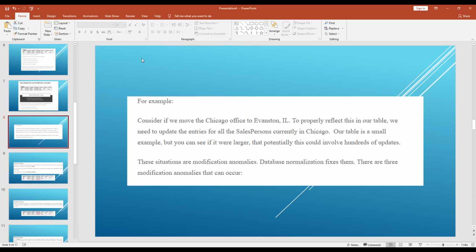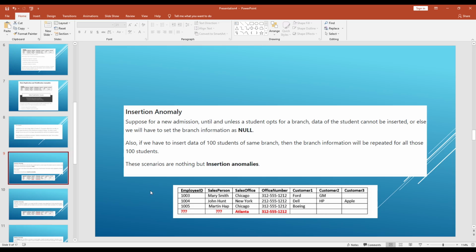There are three modification anomalies that can occur. Insertion anomaly. Suppose for a new admission, until and unless a student opts for a branch, data of the student cannot be inserted, or else we will have to set the branch information as NULL.